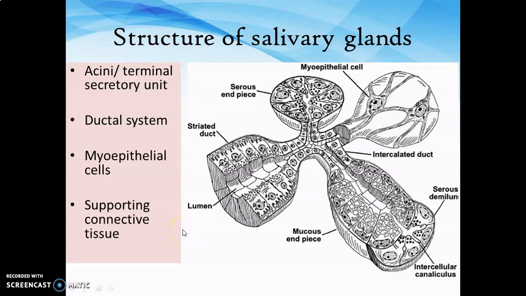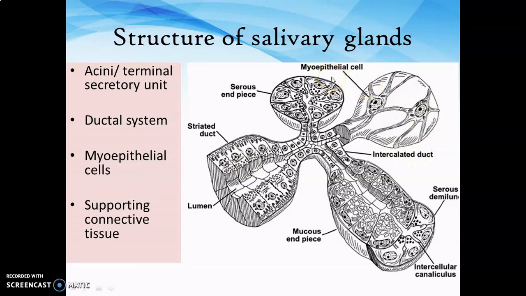So now let me move on to the topic of discussion, that is the structure of salivary glands. A salivary gland consists of epithelial components as well as supporting connective tissue. The epithelial components include acini or terminal secretory unit, their ductal system, and a specialized epithelial cell known as myoepithelial cells, which are seen associated with the acini.